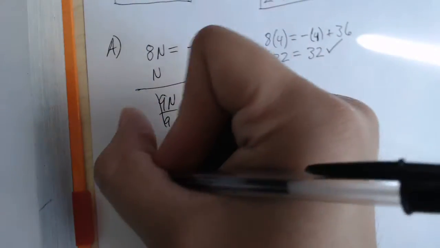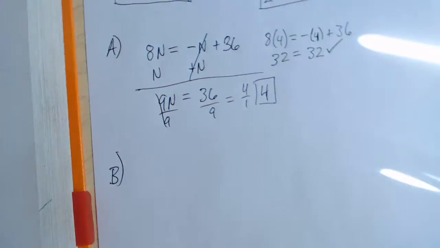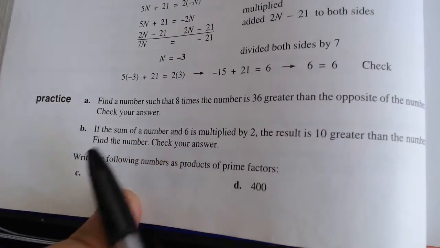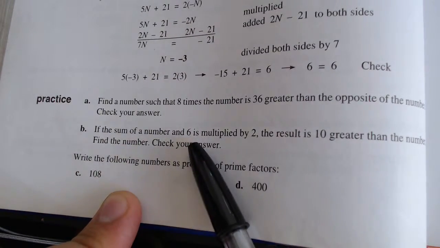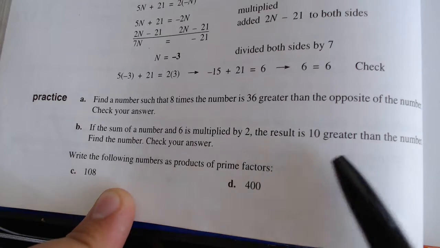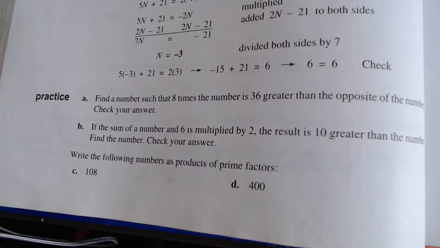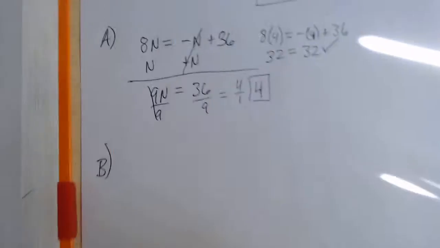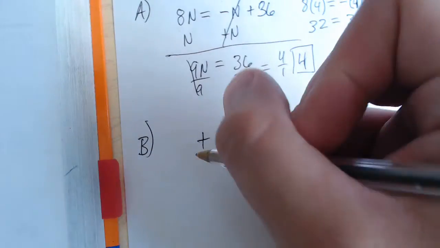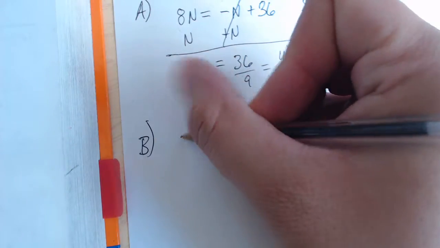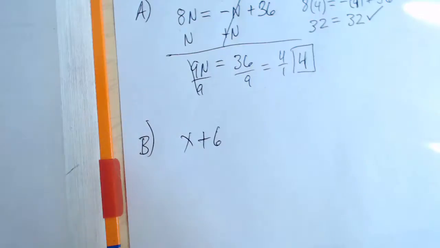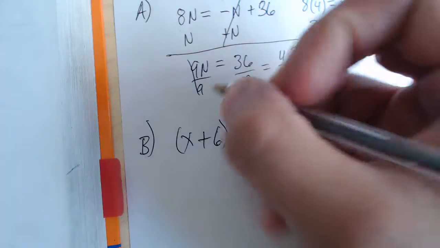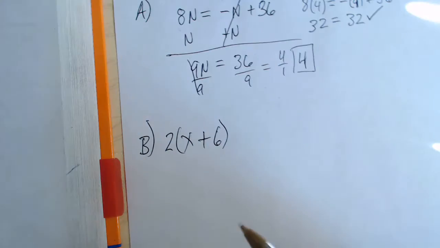Now I'll do B, but a little bit faster. They tell us if the sum of a number and 6 is multiplied by 2, the result is 10 greater than the number. So we have to start with the sum of the number and 6. The sum means that we've got two things being added, and what we're adding is the unknown number, or x, and we're adding 6. Now they tell us that sum is multiplied by 2, so we take this addition problem, put it in parentheses, and then put 2 on the outside.